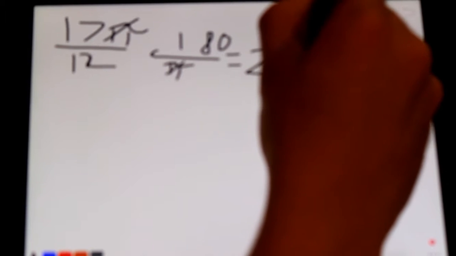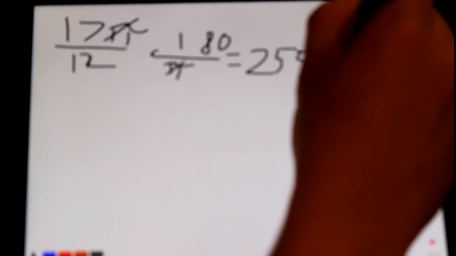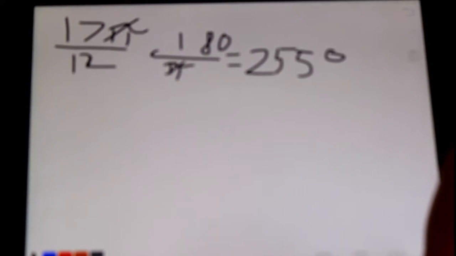For 14C, it gives us 17 pi over 12 radians. Once again, we're going to multiply by 180 over pi. Our pi's are going to cancel out. We're going to get 17 times 180 divided by 12, which comes out, of course, if you have your calculators with you, to 255 degrees.